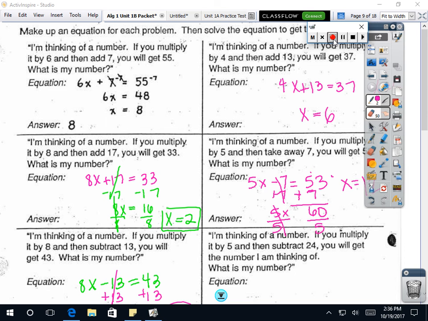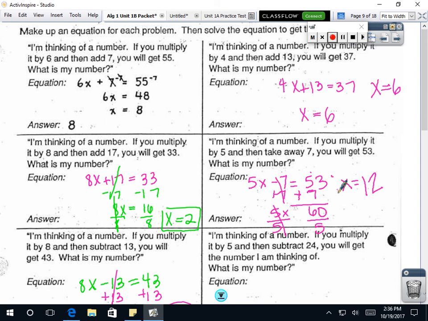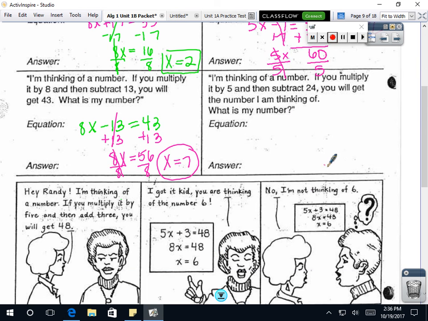Go back on for a second. Okay, for the next one, the equation was 5x minus 7 equals 53. Once you added 7, that became 60, and then divide by 5, you get 12. Everybody got that? Okay, and then Layla's going to attempt this one.